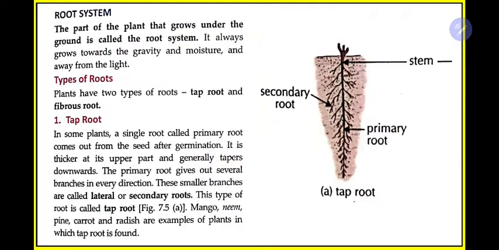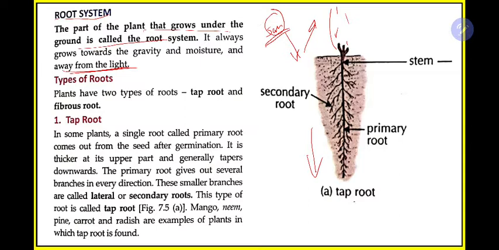Okay, so moving to the next. Now what is the root system? We know that the part of the plant that grows under the ground is called the root system. So in which direction will the root grow? We can say that the root will always go in the opposite direction of light. That means if this is your sun and this is your plant, the sun is in this direction and the root will grow in the opposite direction. It will always go away from the sun, that is, away from the light.